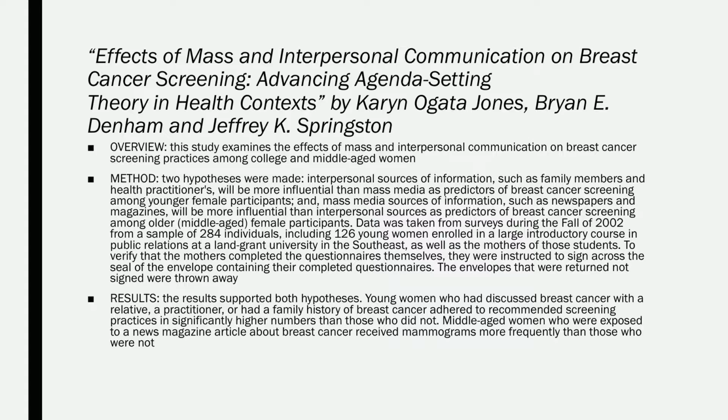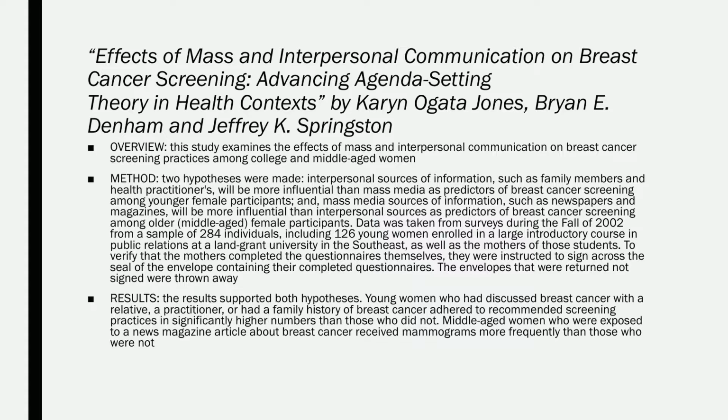Interpersonal sources of information, such as family members and health practitioners, will be more influential than mass media as predictors of breast cancer screening among younger female participants. And mass media sources of information, such as newspapers and magazines, will be more influential than interpersonal sources as predictors of breast cancer screening among older, middle-aged female participants.